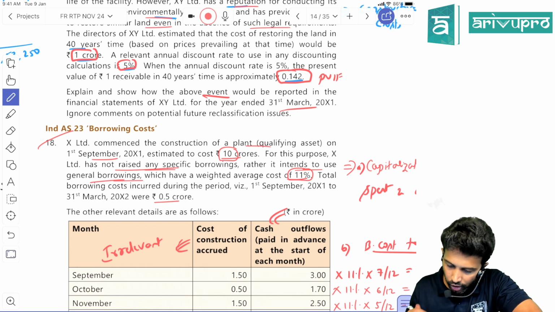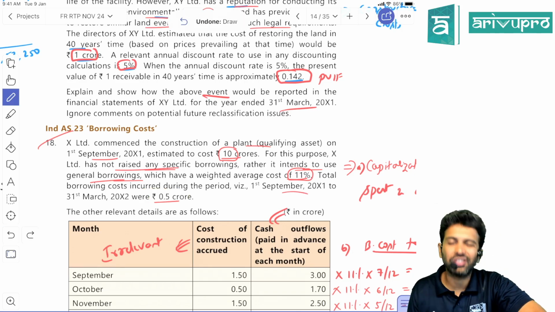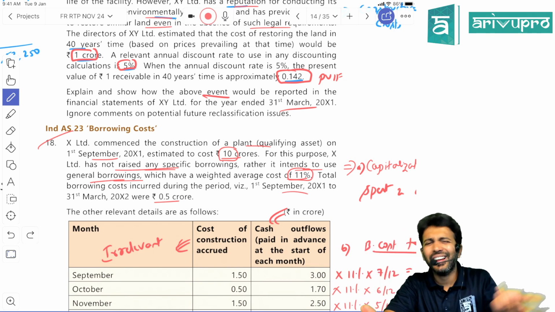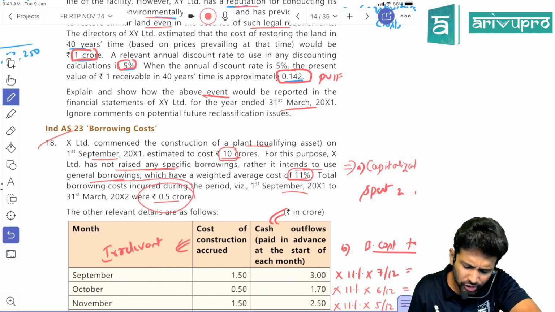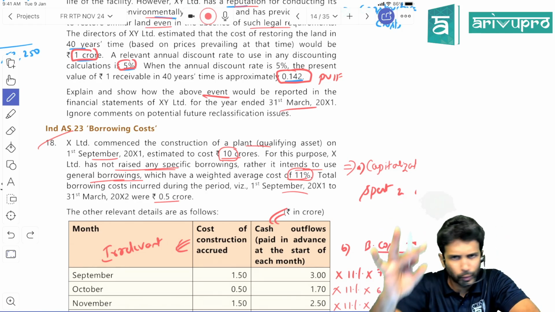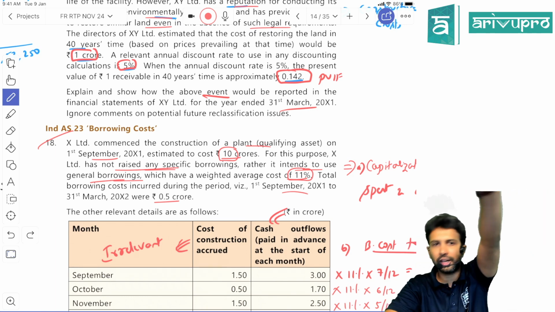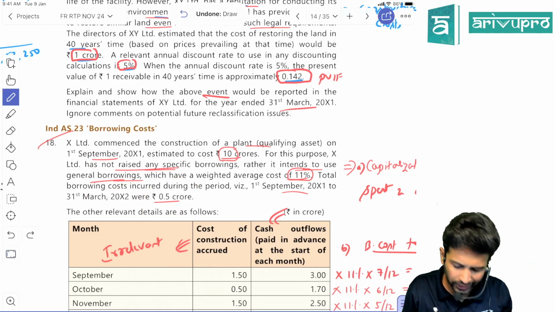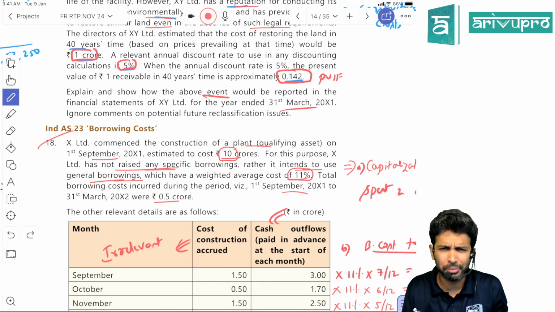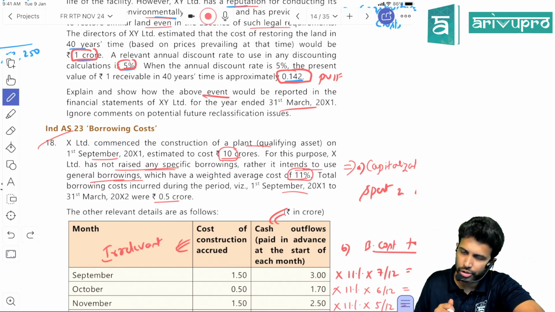The borrowing cost incurred during the period 1st September to 31st March is 0.05 crore. This is the total borrowing cost we have paid. Simple common sense. Sir, if you have paid 0.4 crore, can you capitalize more? No. You take weighted average capitalization rate and calculate the borrowing cost. But whatever calculated number you get, it should not exceed 0.5 crore. Correct? Because totally you have incurred only 0.5, capitalization cannot be more than that. That's maybe the last conclusion. Maybe you have to write that.